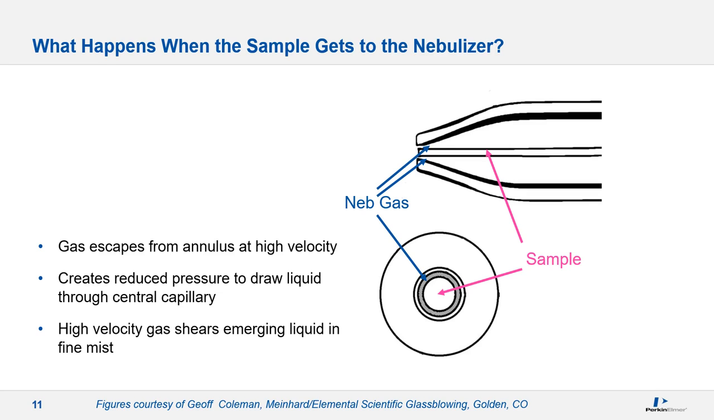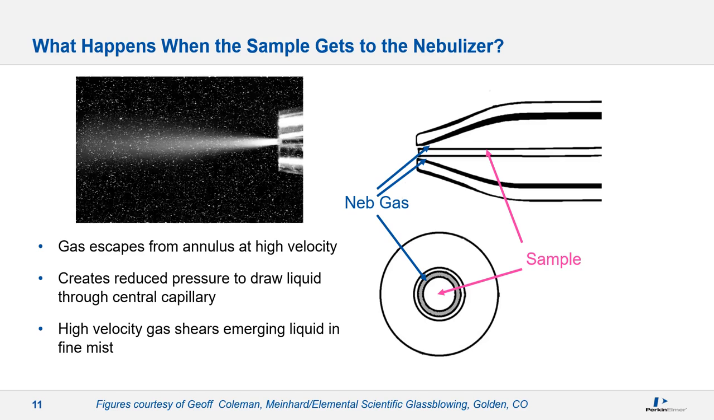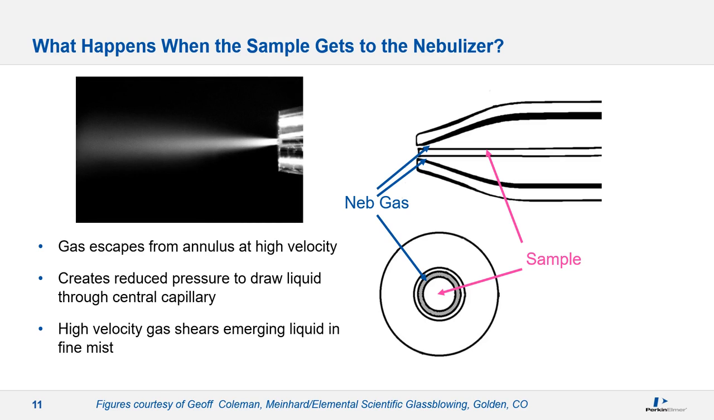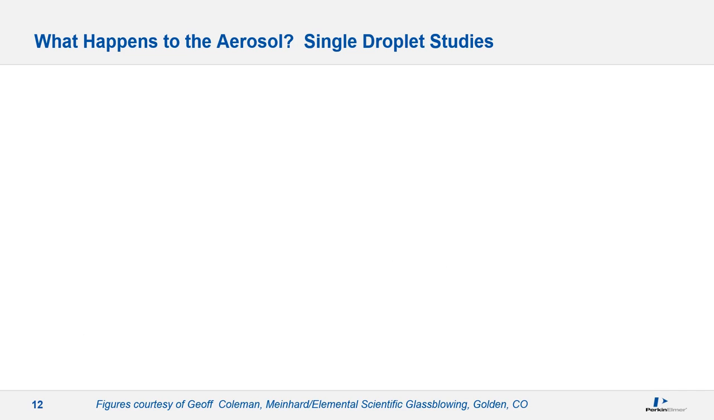The high velocity of the nebulizer gas shears the liquid coming up the sample capillary into a fine mist of aerosol droplets. If you hold your nebulizer against a dark background, you should be able to see the mist, or the aerosol, being formed. There have been a lot of studies done on what happens to these aerosol droplets in the ICP. These studies are done using a variety of methods, including laser Doppler radar on single droplets.